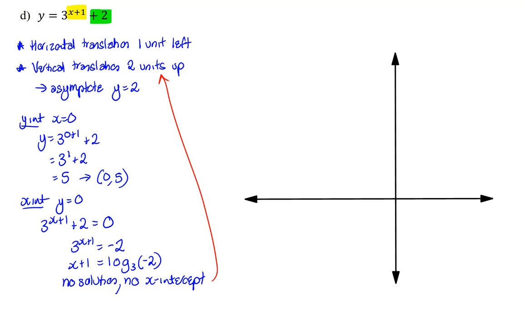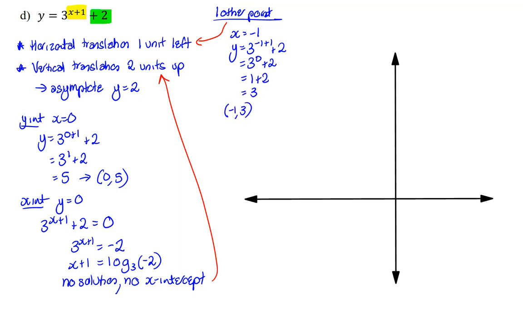So you could realize this and not even get to this stage and just go, okay, there's no x-intercept here. Now we need one other point, because we've only got the 0, 5. The best option for the other point is to use that horizontal translation. So x equals negative 1. So y would be 3 to the negative 1 plus 1, plus 2. So you get 3 to the 0 plus 2, which is 1 plus 2, which is 3.